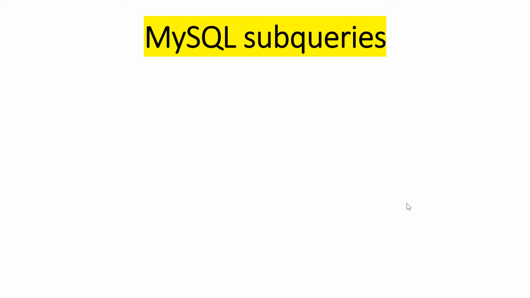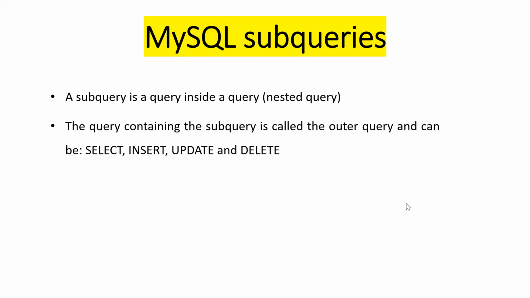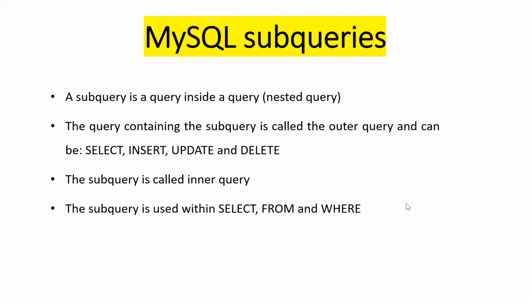In this tutorial, we are going to talk about MySQL subqueries. So basically, a subquery is a query inside a query, which is also called a nested query. The query containing the subquery is called the outer query and can be select, insert, update, and delete. The subquery is called the inner query, and it can be used within select, from, and where.